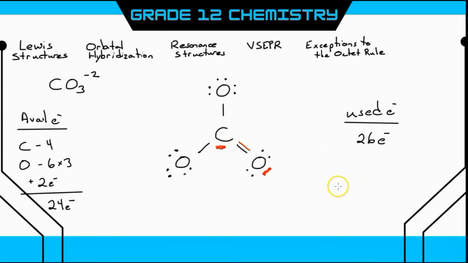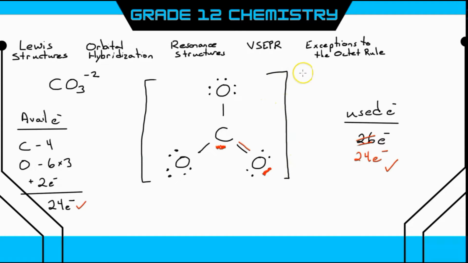Now, before we move forward, let's just double check the number of used electrons now. So here we have 8 and 8, that's 16. And then another 8, that's 24. So we have 24 used electrons now. So the number of used and available work out. Now it's an ion, so we're also going to make sure we put in our square brackets and write the charge in the top right corner.